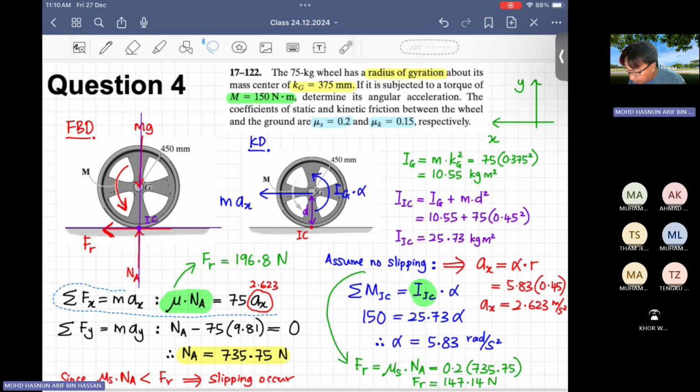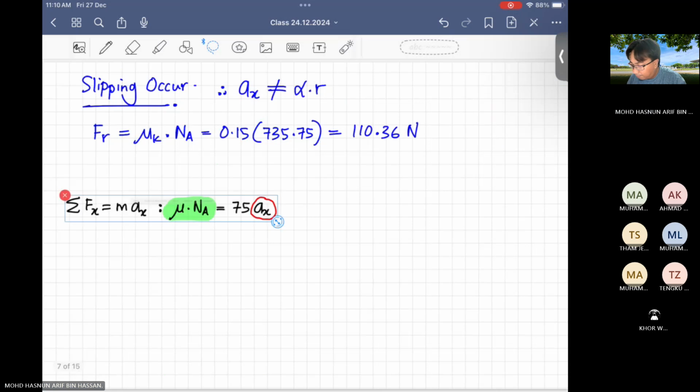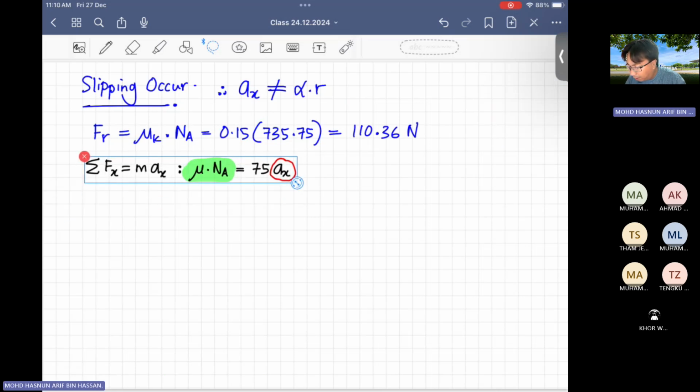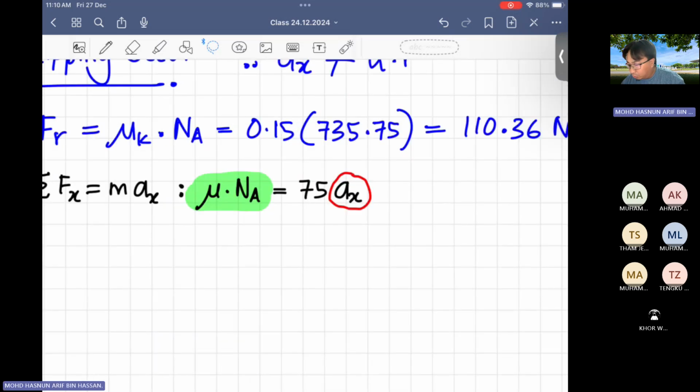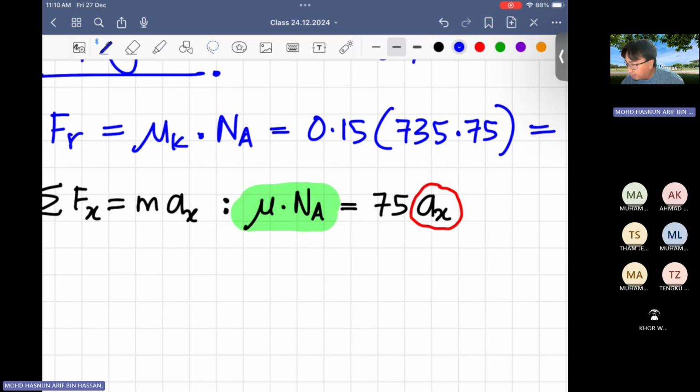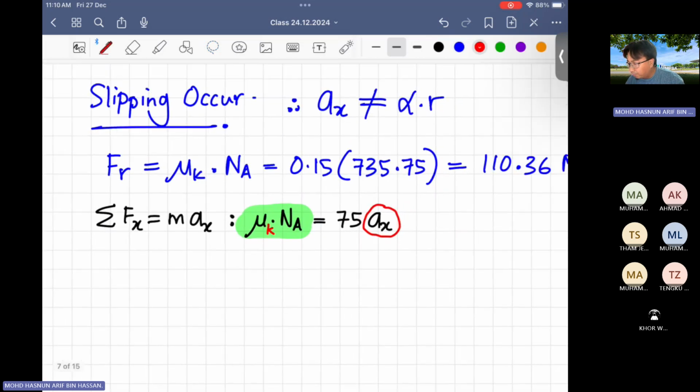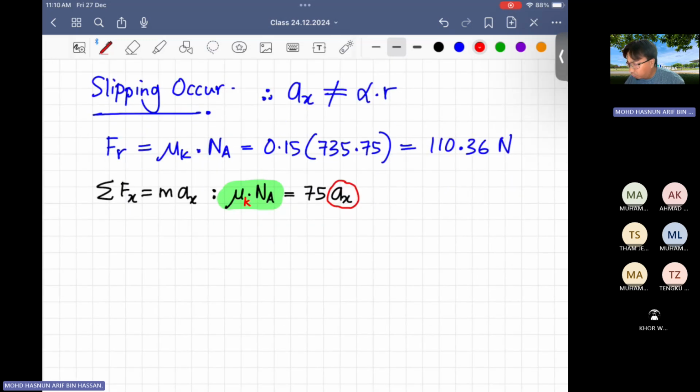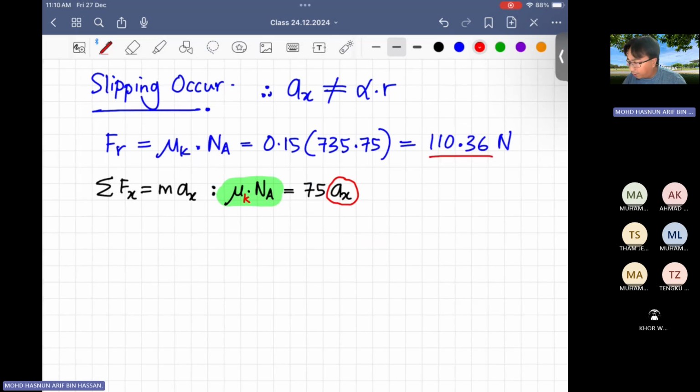This equation, I can copy this to this page. This is the one that we have. So now this mu should be mu K. So we have already mu K times Na, which is 110.36. Therefore, we can get the value of Ax from here.